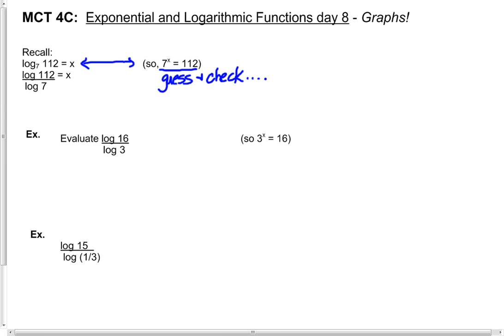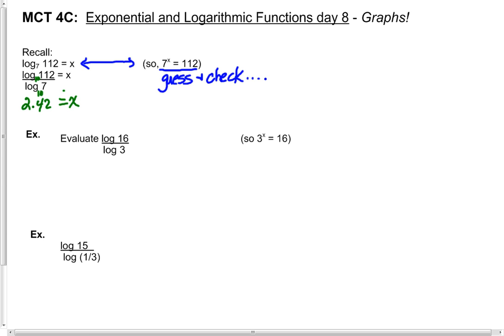So if I have log base 7 of 112, I can use a different base and do log base 10, which is implied, divided by log base 10 of 7 on my calculator, and I will get an exact answer for x. Log of 112 divided by log of 7 is about 2.42.